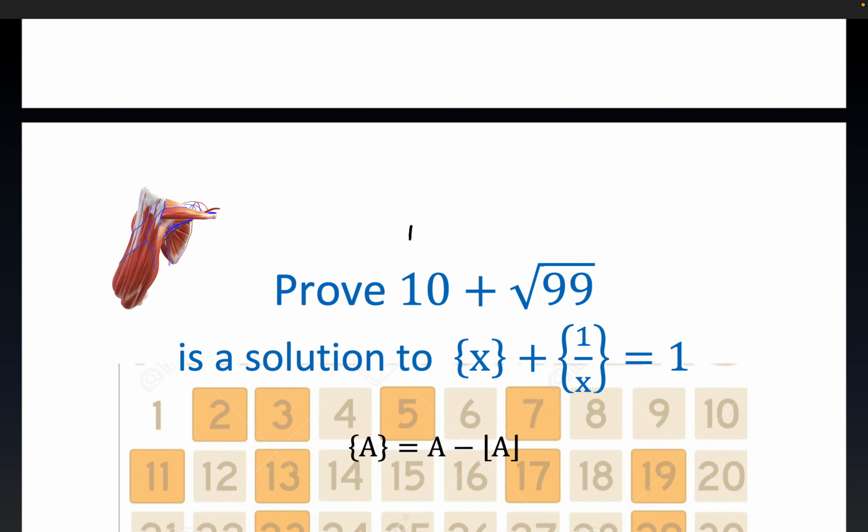Good evening, everybody. Got an interesting problem here. We're supposed to prove that this particular number, this irrational number, is a solution to the fractional piece of a number plus the fractional piece of the reciprocal is equal to 1. We want to show that it's a solution to that.